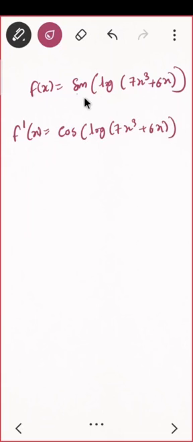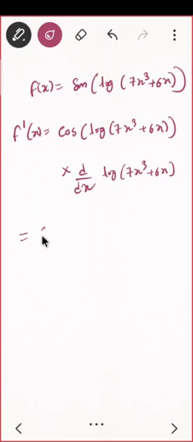Correct? I observed something from the table of derivatives, whatever formulas you remember. From that I got to see that this is something similar to the derivative of sin x. This function is quite similar to sin x. So what is the derivative of sin x? That is cos x. So I just wrote cos x, but I was not having x here. I was having something else. So I just have to multiply the derivative of that something, that is the derivative of log of 7x cube plus 6x. Correct? Yes. Now what else?